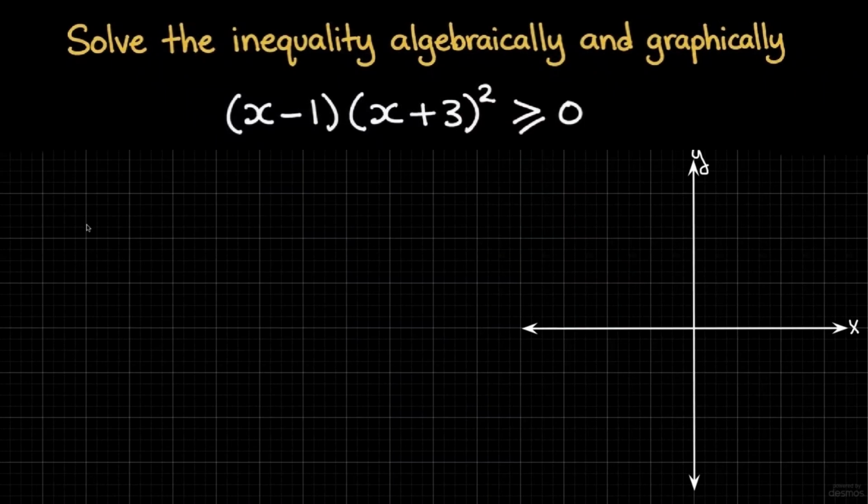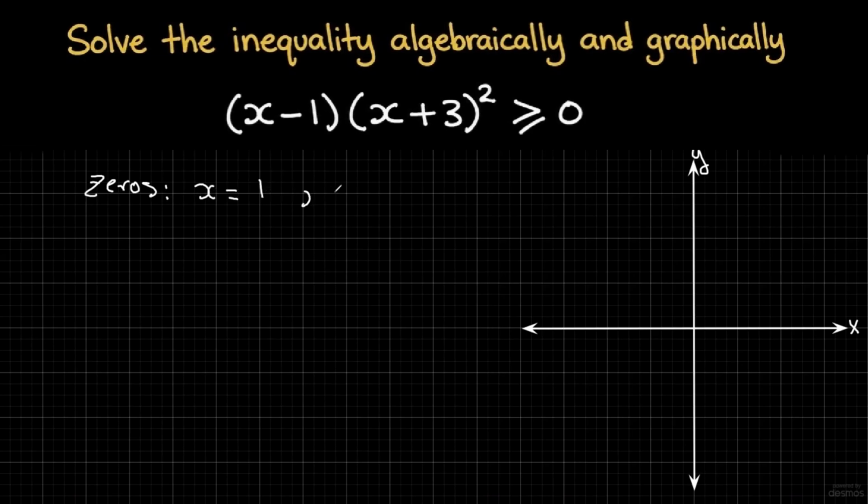Can you solve this inequality both algebraically and graphically? First, we're going to do this algebraically. And to do this algebraically, I have to find the zeros of the equation. And the zeros, we have x minus 1. We have to equate that to 0, so x will equal 1.